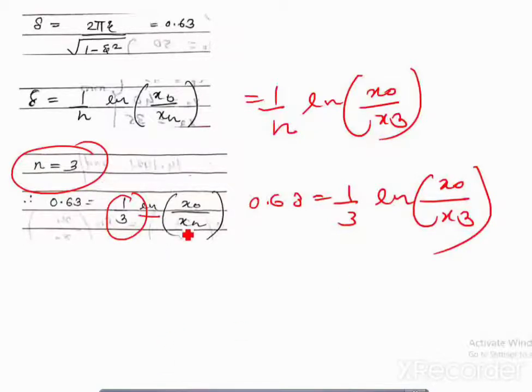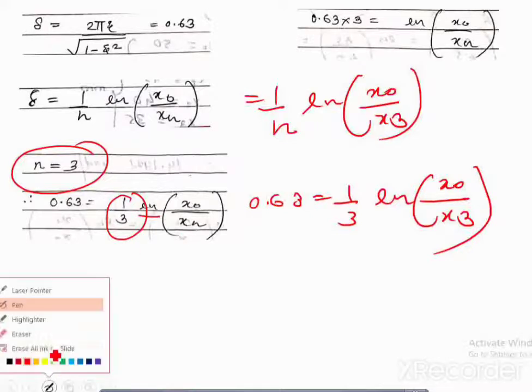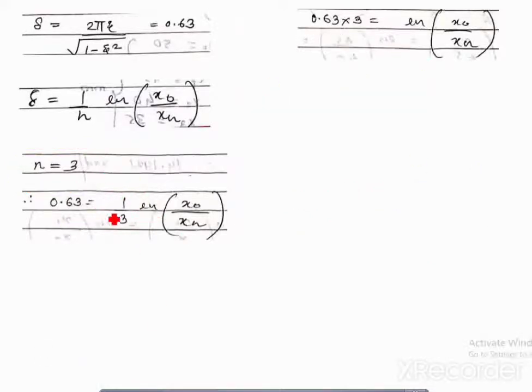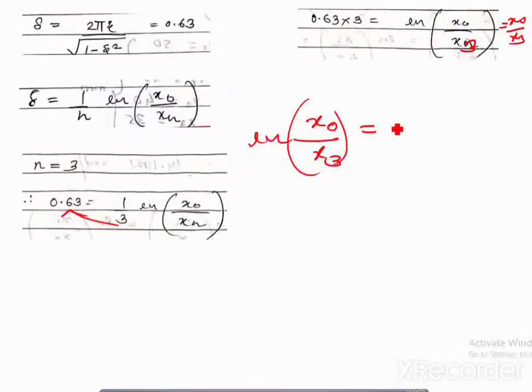Okay, now from this relation, cross multiply here. So you are getting x0 upon xn. Basically I will write x0 upon x3, because this is x3, right? You can take xn also, but we know now that n is equal to 3. So ln of x0 upon x3 is equal to 0.63 into 3. So that is nothing but, what is that, 6.62 you are getting as the answer. Okay, you are getting 6.62 if you calculate.